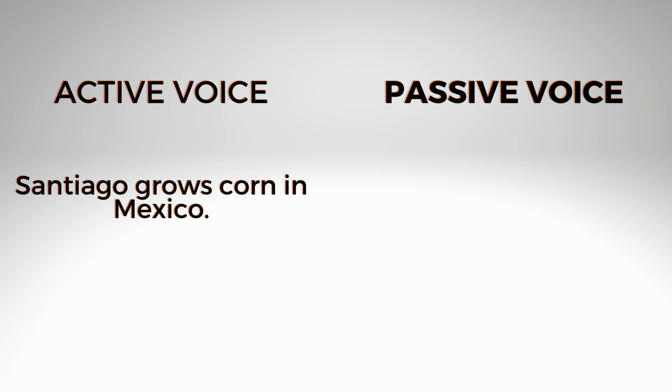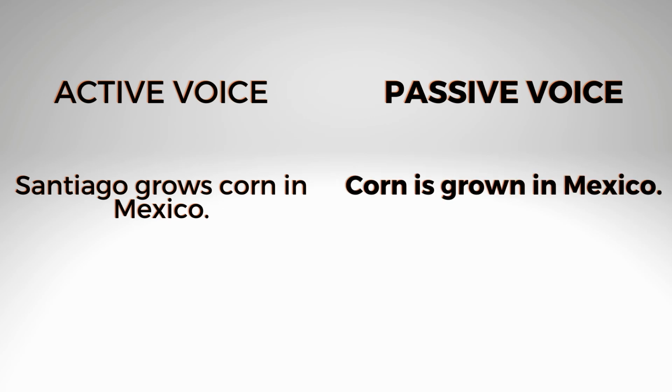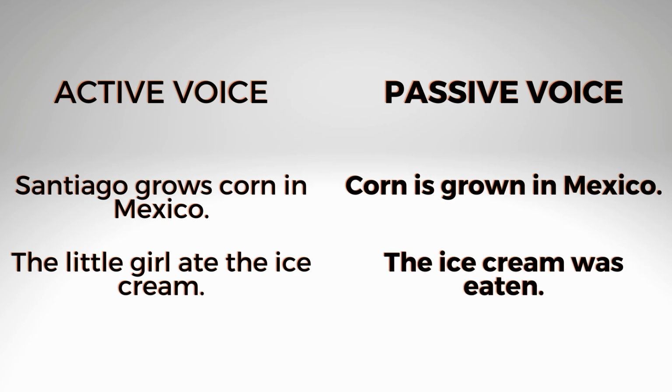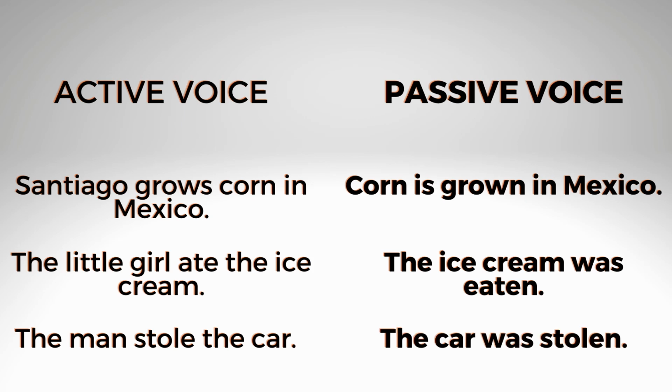Santiago grows corn in Mexico. Passive voice: corn is grown in Mexico. Active voice: the little girl ate the ice cream. Passive voice: the ice cream was eaten. Active voice: the man stole the car. Passive voice: the car was stolen. So do you see that difference?